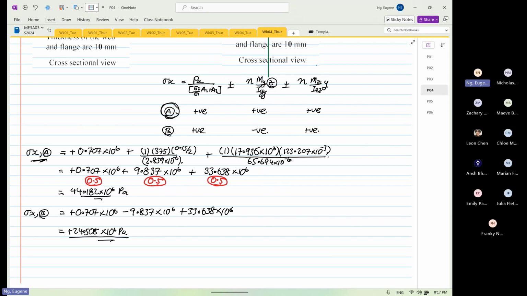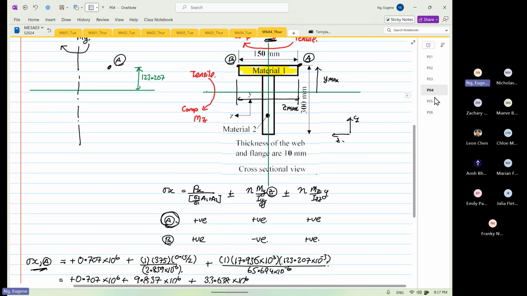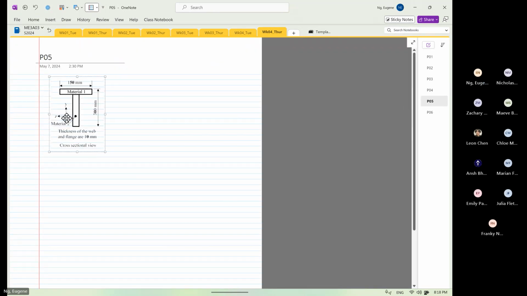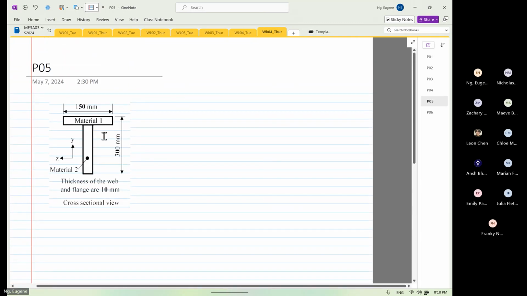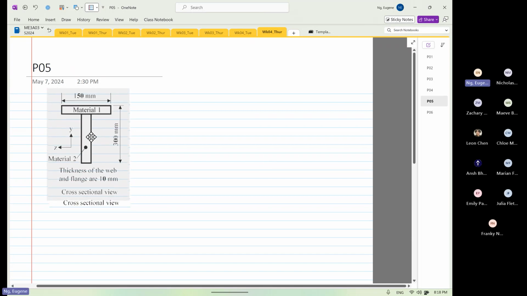Now, for steel, it's not difficult, but there are more steps to take. Okay, and now I'll show you what those extra steps are. So for steel, right? Right. So steel, again, I'm going to sketch the centroid.